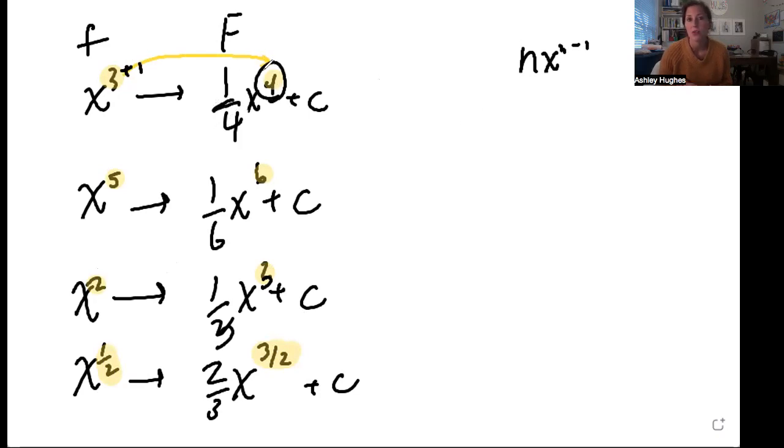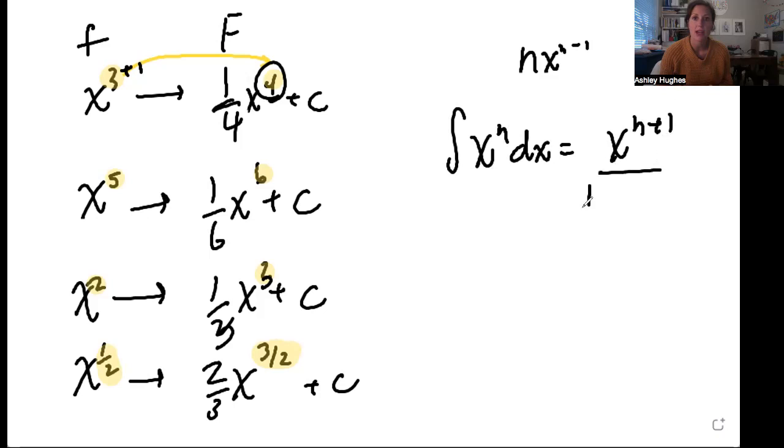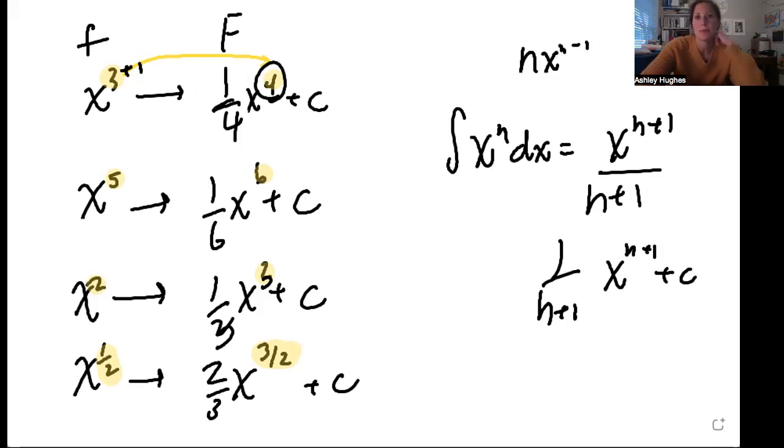the new power. So if you're integrating x to the n, it's going to be x to the n plus 1 divided by n plus 1. Or some people write 1 over n plus 1. Okay, so you're increasing the power by 1 and dividing by that power. I just wanted to let y'all see that pattern there because I think it's powerful to be able to recognize the pattern yourself if you're able. So let's go back to our notes.